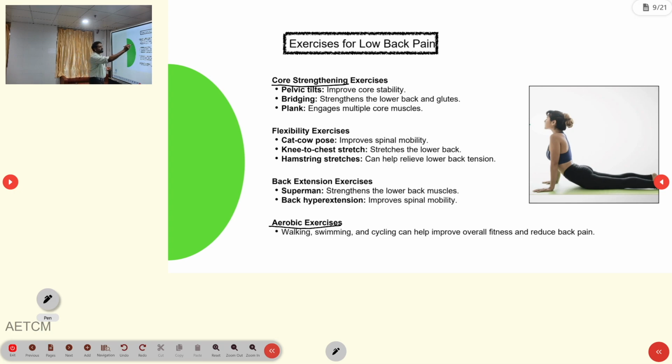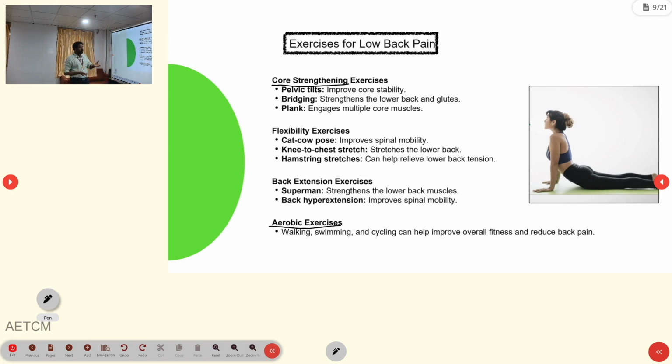So for core strengthening exercises, these exercises can be classified into level 1, 2 and 3. The basic exercises include pelvic tilt, bridging and plank, which I will demonstrate later. Then flexibility exercises include cat cow pose, knee to chest, hamstring stretches.